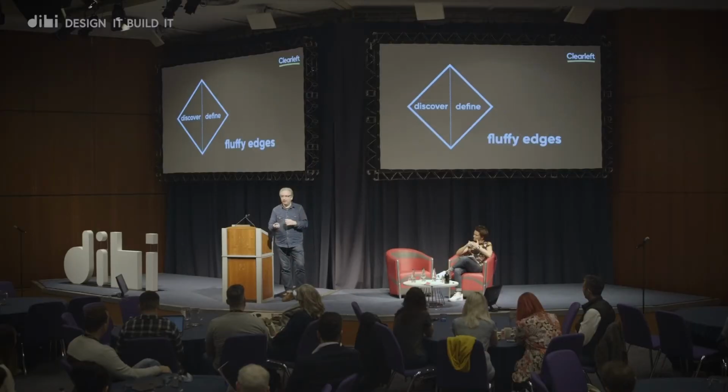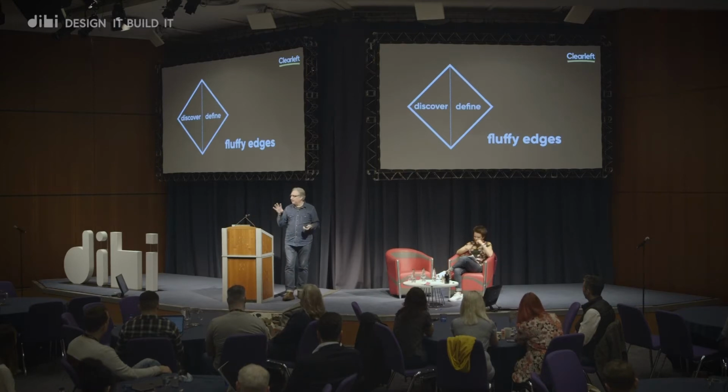So we've got a number of different exercises we do, often in the discovery phase. We've got one called Fluffy Edges, which is literally like a card game we play. And this is about role mapping, figuring out who's doing what. We found that on a lot of projects, you'd be halfway through before you'd realize there'd been a misunderstanding about who was responsible for what.